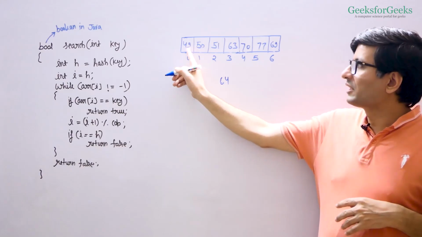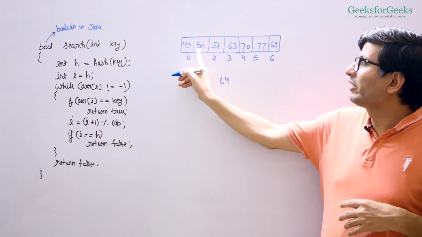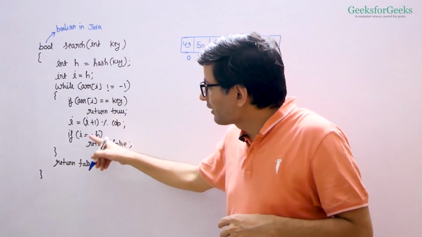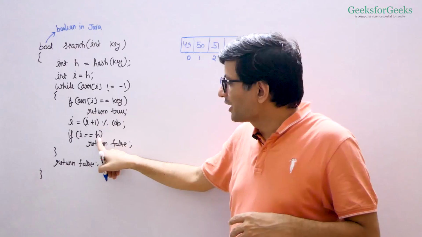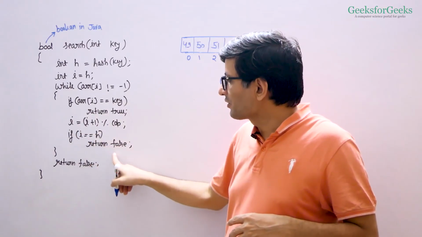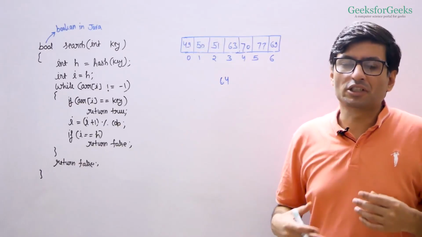You will not find it here as well. Then you will come back to this point. When you come back to this point, you will return because you have come back to this point. So that's why we have this condition. If i becomes h, right, i equals (i + 1) mod capacity, and if i becomes h, you return false. So this is the implementation of the search function.